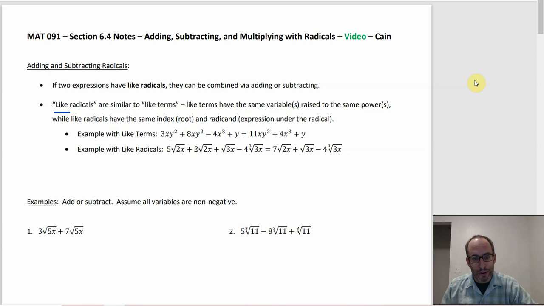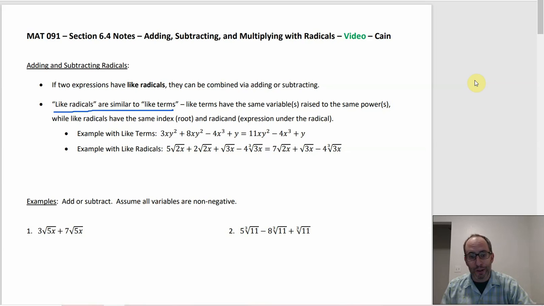So like it says right here, like radicals are similar to like terms. If you think about what you would do if you were going to add two polynomials together, if both polynomials have an x squared term, you could combine those. If they both have an x term, you can combine those. It's the exact same idea.